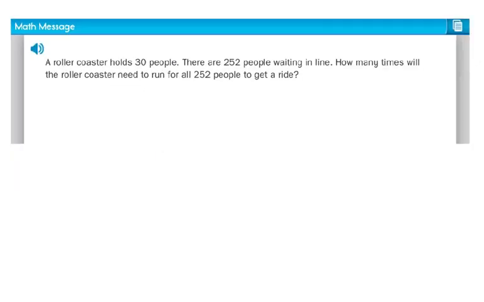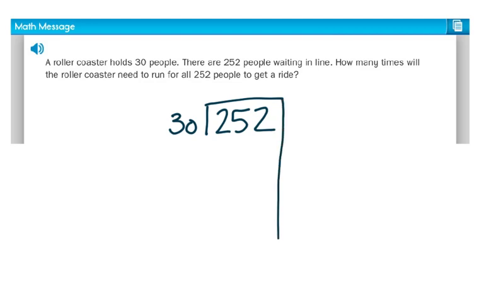All right, a roller coaster holds 30 people. There are 252 people waiting in line. How many times will the roller coaster need to run for all 252 people to get a ride? So on your whiteboard, would you write 252 divided by 30? I'm going to say, how many times does 30 go into 252? Well, if I use my extended facts, I know that if I said 10 times 30 would be 300, and there's not 300 people.